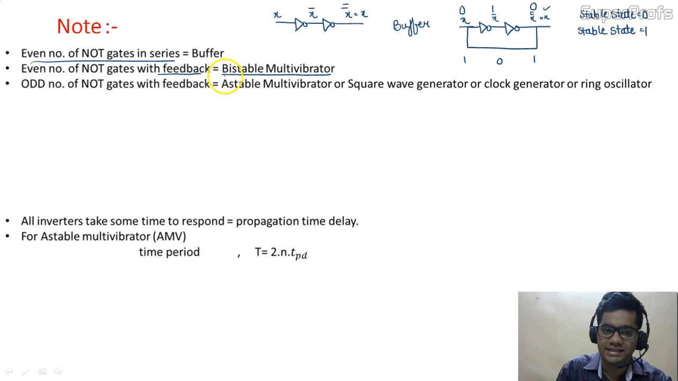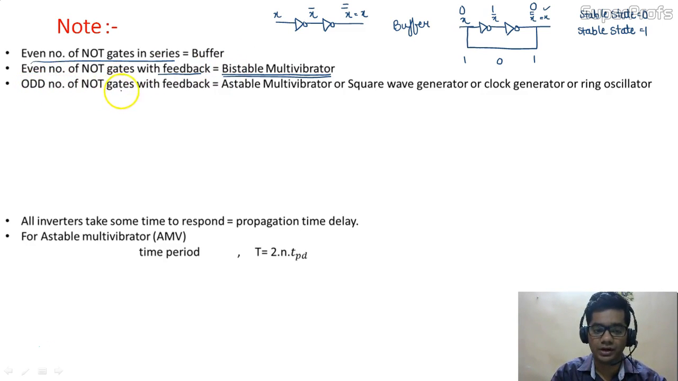Okay, so we can see why we are saying that this circuit with an even number of NOT gates with feedback is working as a bistable multivibrator, because there are two stable states and there would be no change in states until and unless we change the input. If we are continuously giving 0, the output would always remain 0, and if we are continuously giving 1, the output would always remain 1 until and unless we change it from 0 to 1 or 1 to 0.